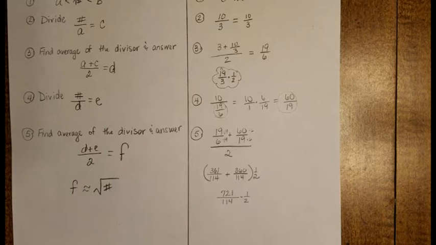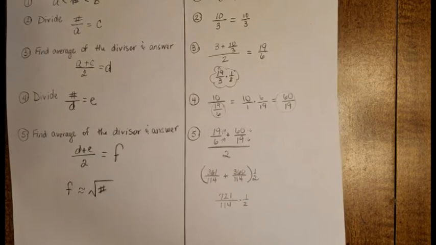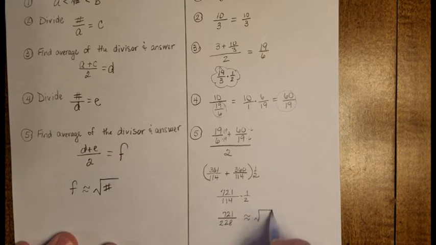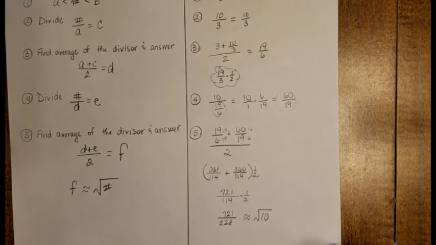Can't cross reduce, that would have made it nice, but it doesn't. So I end up with the answer to that as 721 out of 228. That is my approximate. I just have to divide that and find how many 3 decimal places, and that's approximately the square root of my number, which was 10.